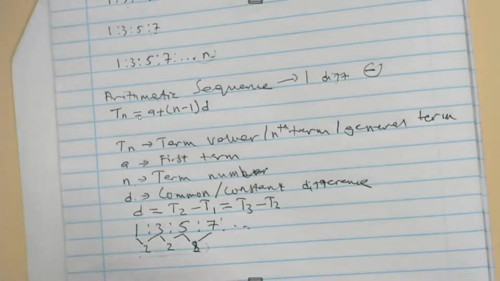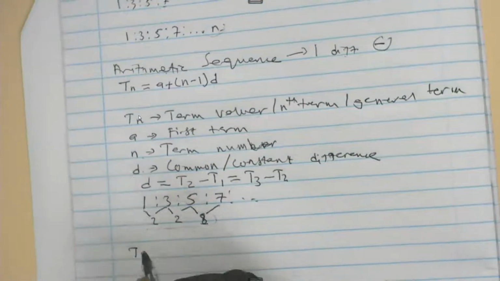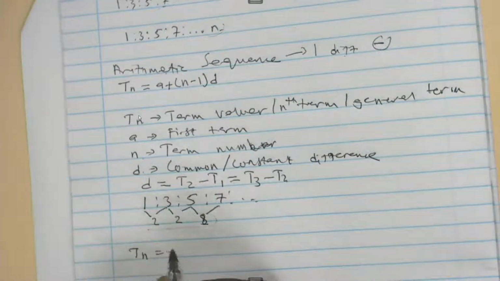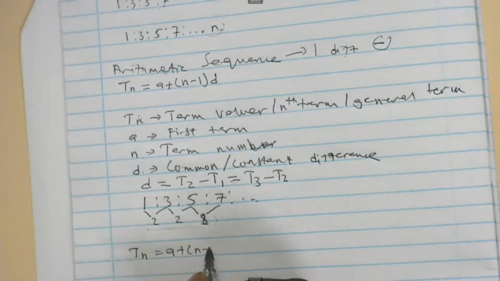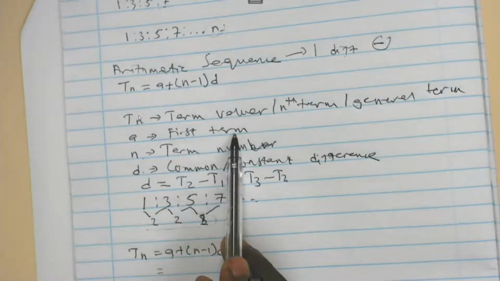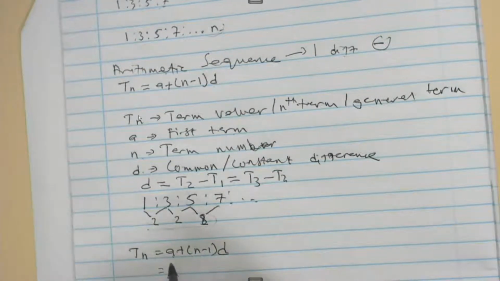For us to find the general term of this sequence, we are going to say Tn, that is the general term that we have there. Tn is equal to a plus n minus 1 times d. And then our a, we said a is the first term of this sequence. The first term there is 1. Therefore, a is 1 plus n minus 1.